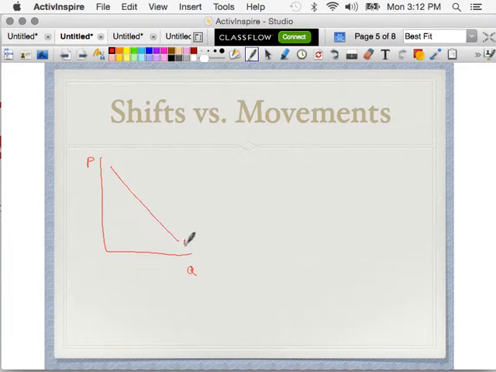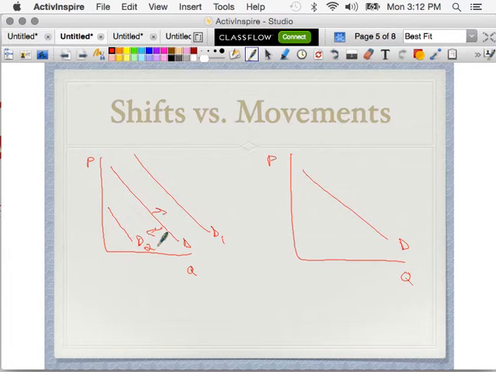One of the least understood things in economics. Econ professors say this when students come to study at the university. Okay, a shift versus a movement. A shift means we're going to have an entirely new demand curve, like shifting from D to D1 or from D to D2. It means that ceteris paribus has gone out the window. A movement is saying ceteris paribus, all you change is the price.